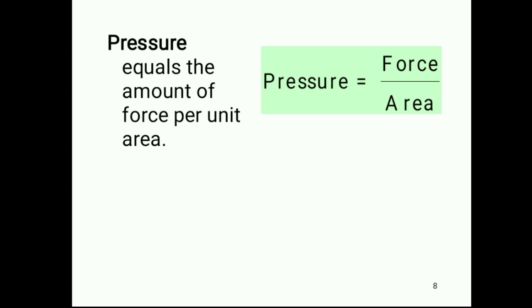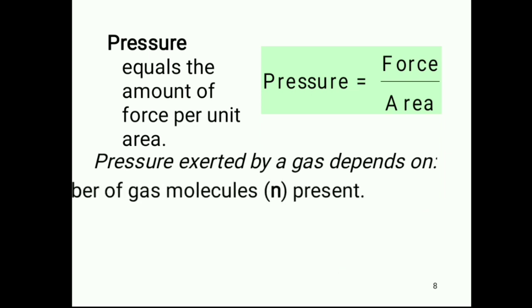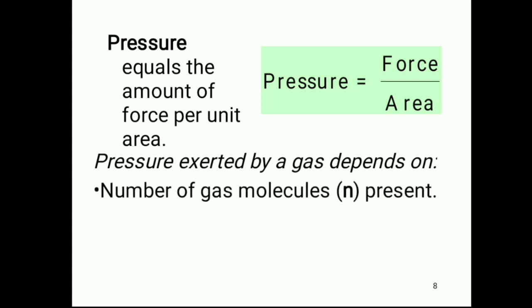What about pressure? So we have kinetic energy as half the mass of gas times the square velocity. Pressure is another characteristic of gas particles. Pressure is defined as the amount of force per unit area. So you will see in the equation here, we have pressure equals the amount of force exerted per unit area. Pressure exerted by a gas depends on the following: the number of gas molecules or particles. So the greater the mass, the greater the tendency for collision, the greater the pressure.